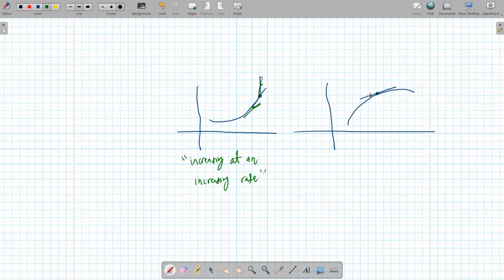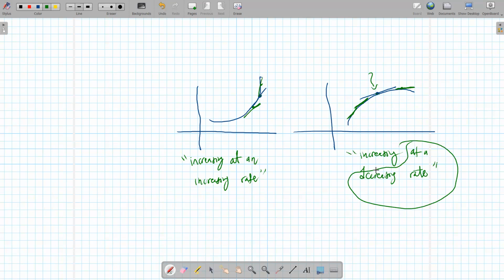This one though, it's increasing because this tangent line is positive, but it's increasing at a decreasing rate. Now, what does that mean? If you compare this with this, you see the slope here was higher. The more vertical a line is, the higher its slope. Eventually, it's going to plateau right here. It's going to become 0. So this is increasing at a decreasing rate. Increasing means whether the tangent is going up or down, and the rate, you have to look at the general pattern of where it's headed.